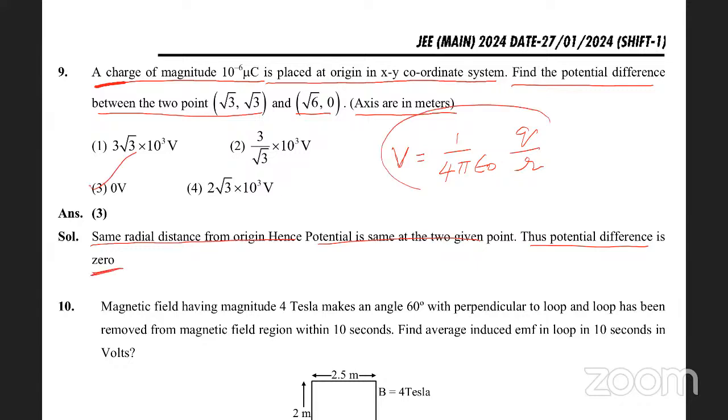So this is a very important thing: potential is a scalar quantity. It only depends on the distance from the charge. Since the radial distance is the same, the potential is the same, so the potential difference is 0.